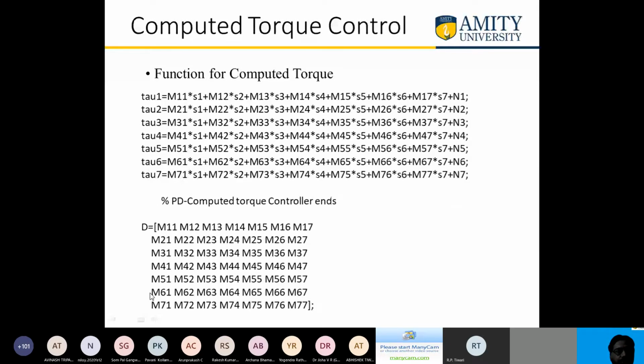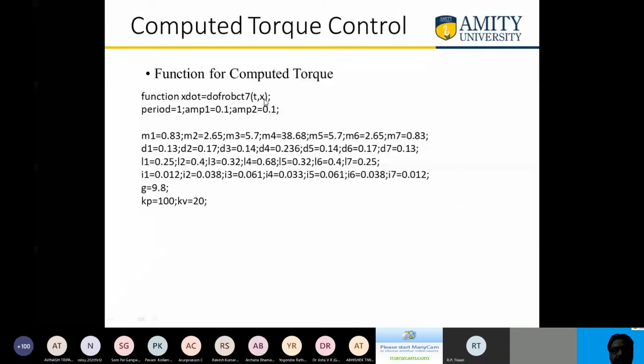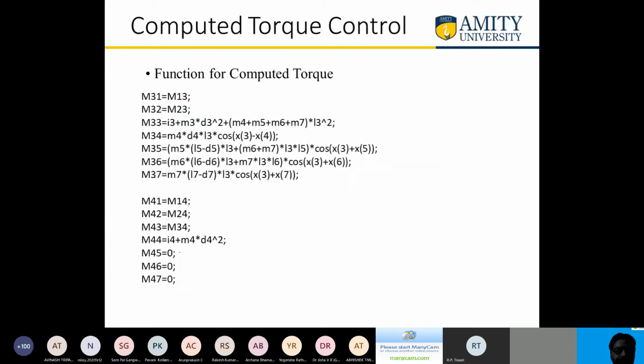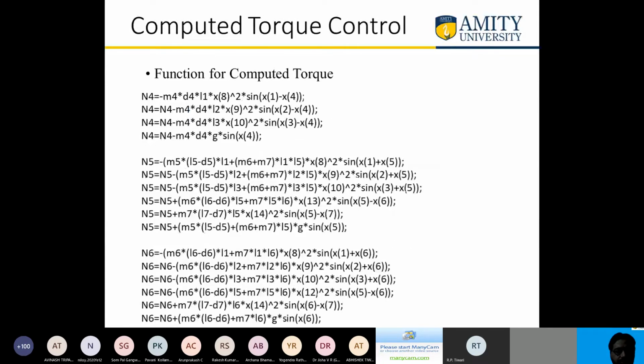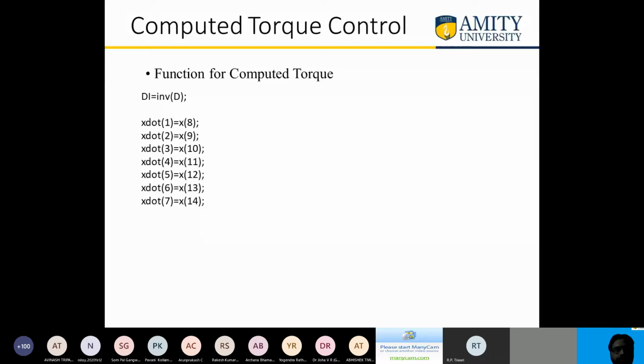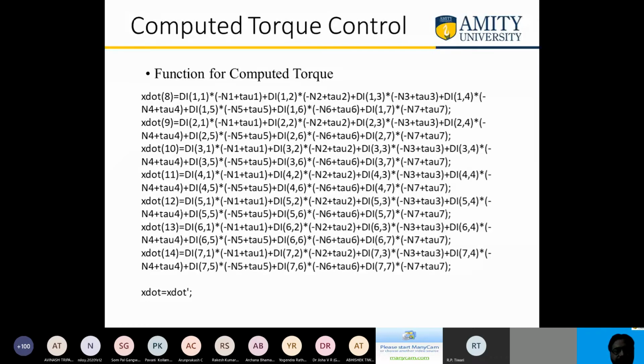So in MATLAB, you can write the functions also. So if you look, this is a function x dot, that is the value returned will be x dot. The function name is DOF ROBCT7 and the input parameters are time and the x, and it will return x dot, and that is what we are computing at the end as x dot. So from 1 to 7 and then from 8 to 14, and this we are returning it.